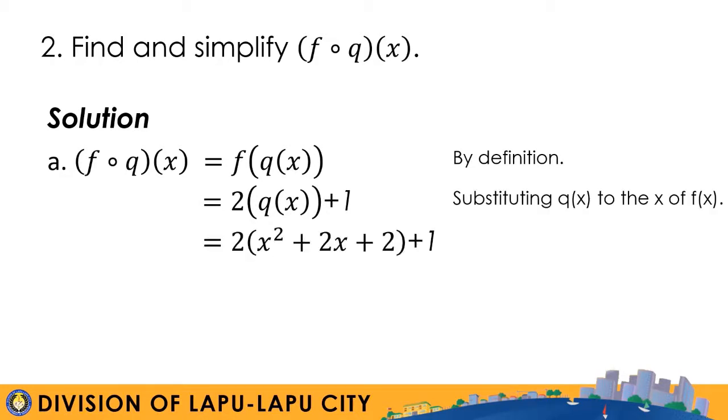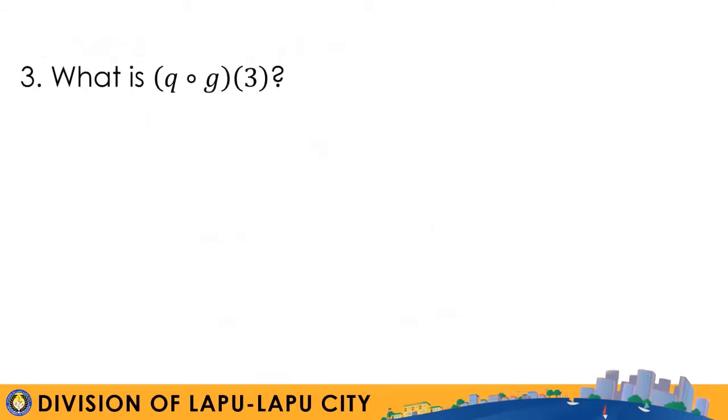So 2 times q of x, plus 1. Then 2 times x squared plus 2x plus 2, plus 1. Thus, f of q of x is 2x squared plus 4x plus 5. 3. What is composite function of q and g of 3?